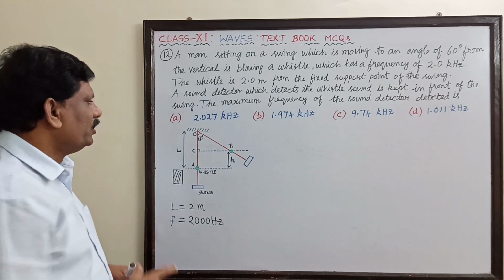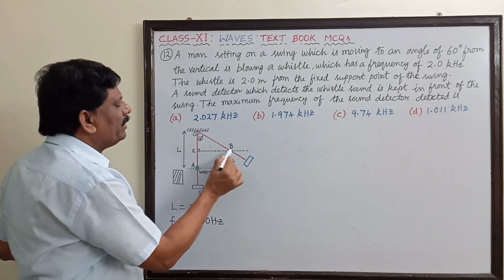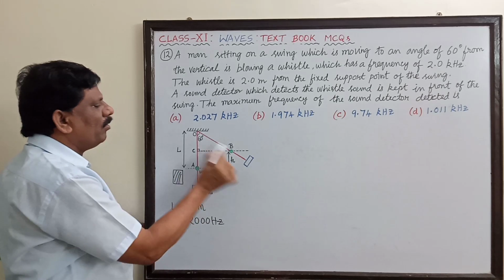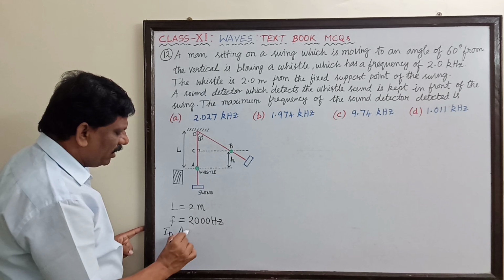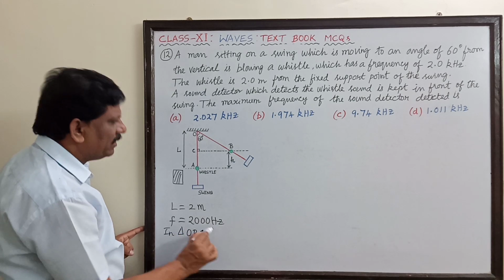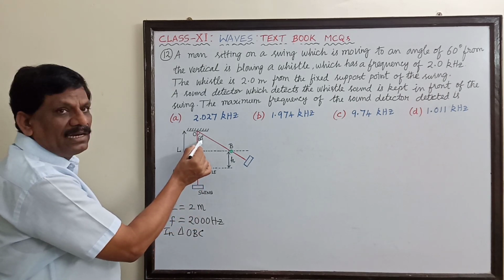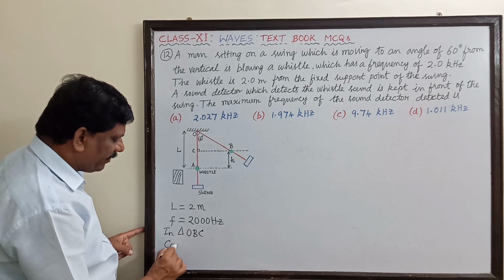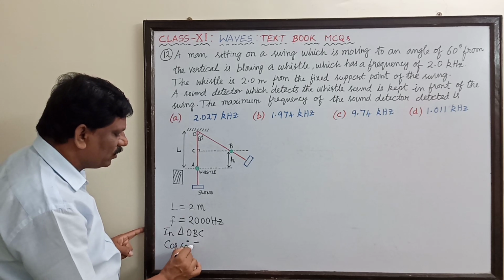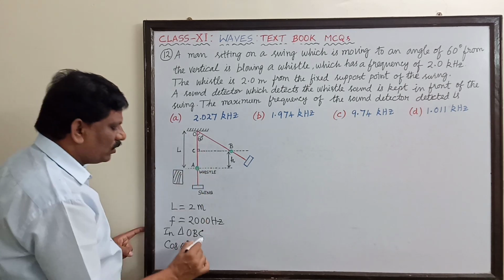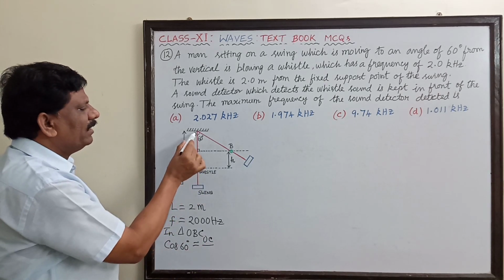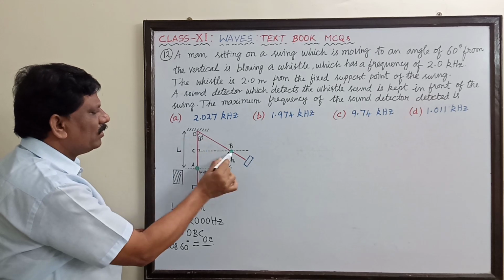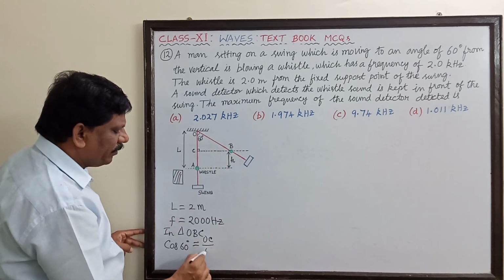Before that, look at the triangle OBC. In triangle OBC, what is cos of this angle? Cos of 60. Let us find out. Cos 60 is equal to the adjacent side OC divided by OB. The hypotenuse is OB.